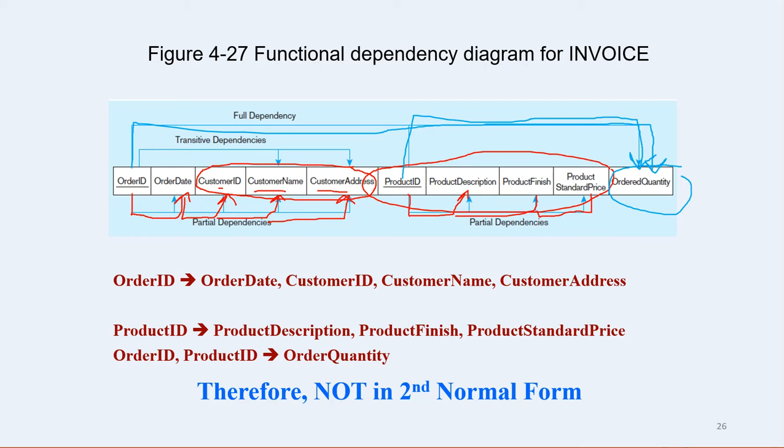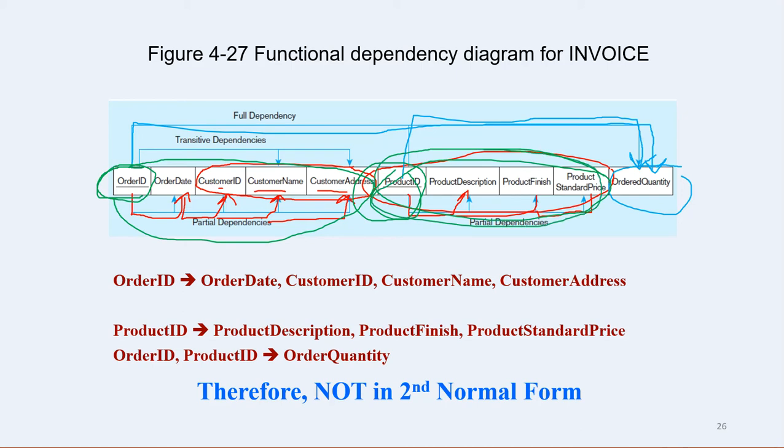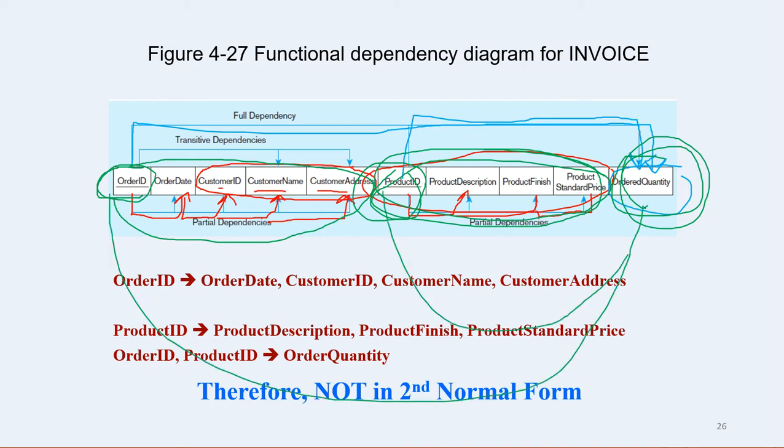So in 2NF, you clarify which attribute is a determinant of other attributes. Of course, order ID and product ID. Order ID is a determinant of all of these. Product ID is a determinant of these. And for order quantity, both product ID and order ID are determining that. So we mark that. I know I made a real mess here.